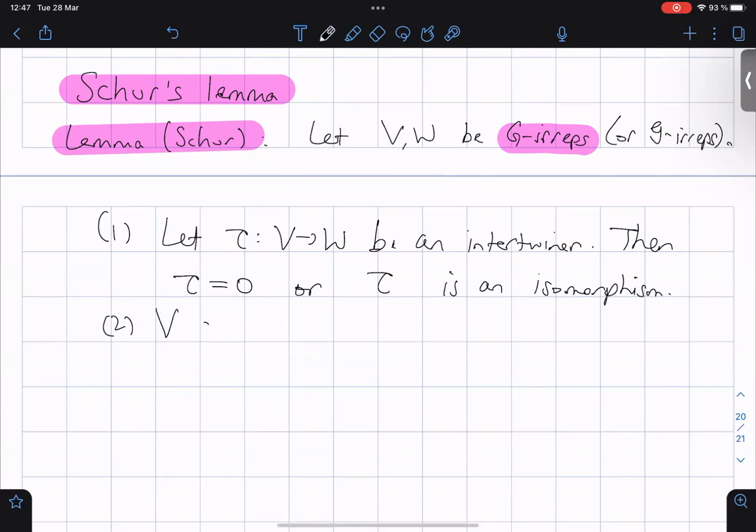Second statement. Let's suppose that V is complex, and being complex is important here. Suppose that I look at the self-intertwiners, so intertwiners from V to V.